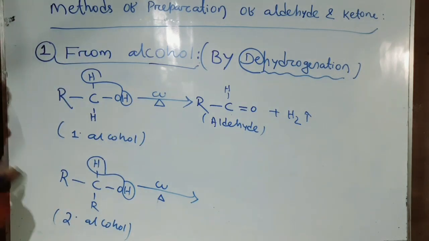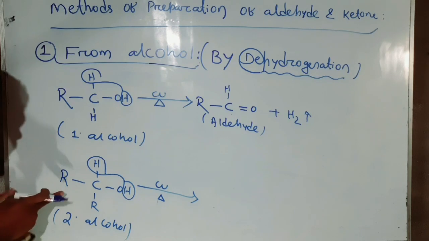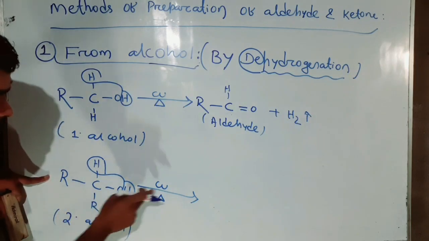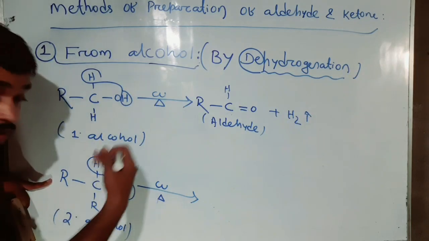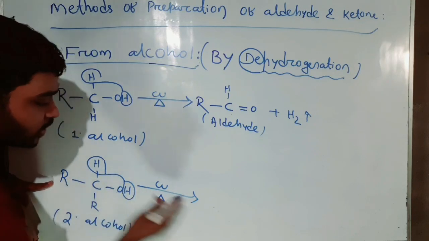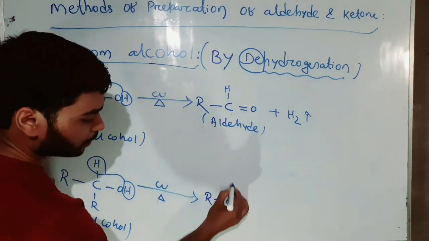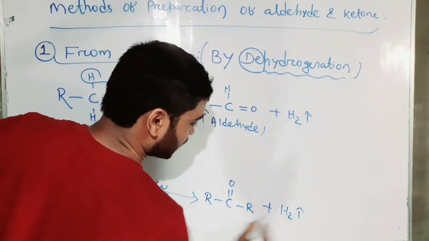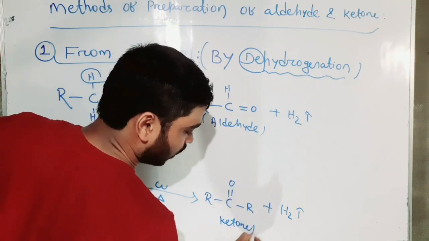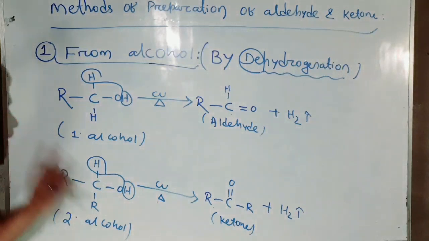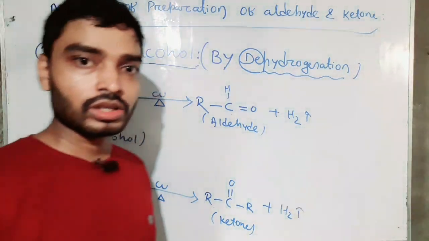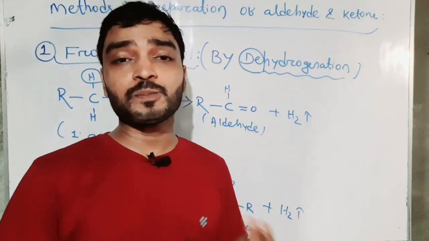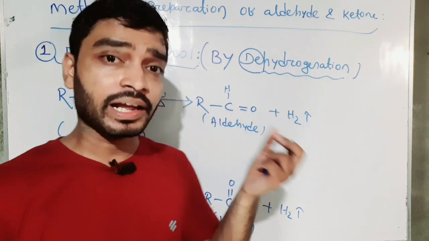You can mark here what happened in this case. The same thing occurs as in primary alcohol: if we pass the vapors of secondary alcohol over the red hot copper, then the hydrogen molecule gets removed, resulting in the formation of ketone. The hydrogen molecule removed from the alcohol is a product for both aldehyde and ketone through dehydrogenation. So we have learned how to prepare aldehyde and ketone from their respective alcohols through oxidation and dehydrogenation.